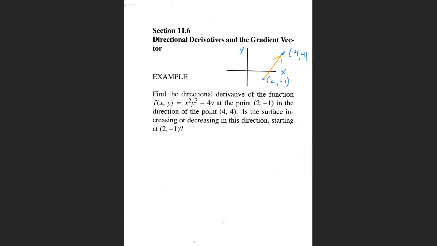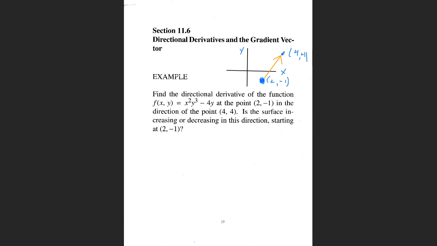And if you look in that direction, but you're on the mountain, and your xy coordinate is (2, -1), does the surface start increasing? Does the surface increase or decrease in the direction starting at this point? In other words, if you go in the direction of that vector, are you going to need to ski upward or ski downward?